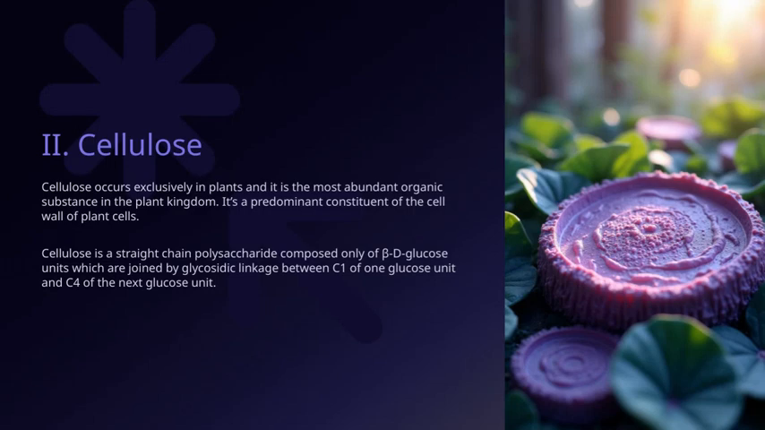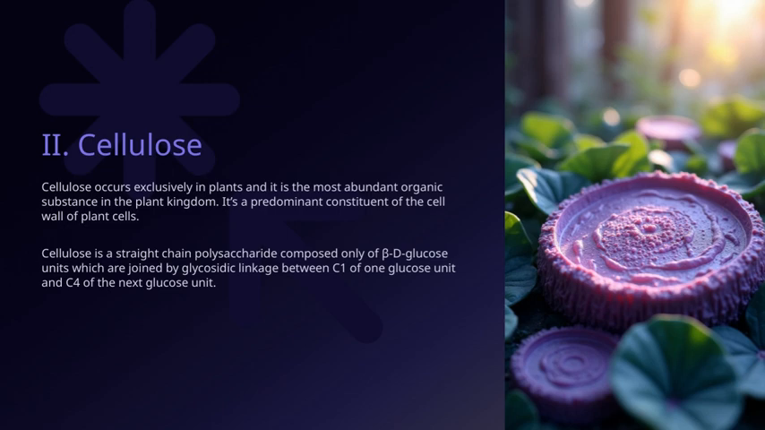Cellulose is a straight-chain polysaccharide, meaning it's made up of long, unbranched chains. It's composed entirely of beta-D-glucose units, which are linked together in a specific way. The linkage occurs between the C1 carbon of one glucose molecule and the C4 carbon of the next, forming a glycosidic bond. This particular linkage gives cellulose its rigidity and structural strength.